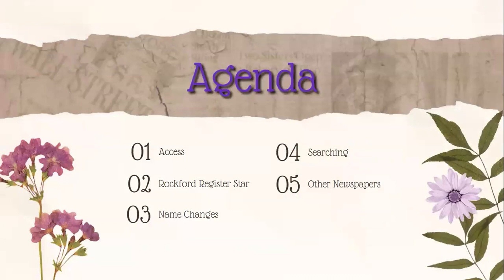Over the course of this program, we will discuss the following topics. How do you get access to the Rockford Register Star? What does the homepage look like? What are some of the name changes of the Rockford Register Star? How do we search? And what other newspapers are available through the North Suburban Library District?